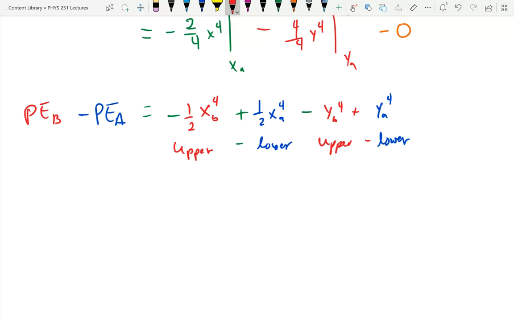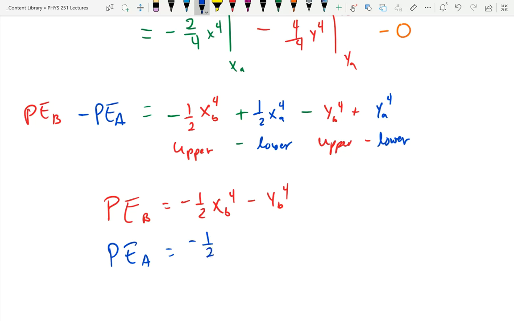Okay, so we have potential energy B minus potential energy A. I've colored the B terms red and the A terms blue. So we would read this generally as potential energy B is equal to minus 1/2 X_B to the fourth minus Y_B to the fourth. Potential energy A is 1/2 X to the fourth, minus plus, because there's a minus sign right there. So everything gets flipped over here. You would typically read it like that, and that is usually what we define it as.